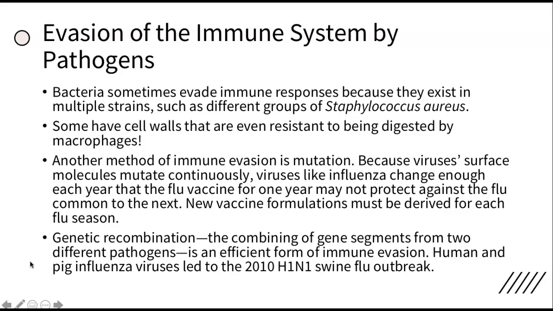Another way that viruses can evade our immune system is through mutation. Basically, viruses can change their surface molecules continuously through mutation of their DNA, or their RNA, I should say. And viruses like the flu can change enough and very quickly so that each year the flu vaccine might not work for the next strain of the flu. And so that's why you always are asked to get a flu vaccination every single season.